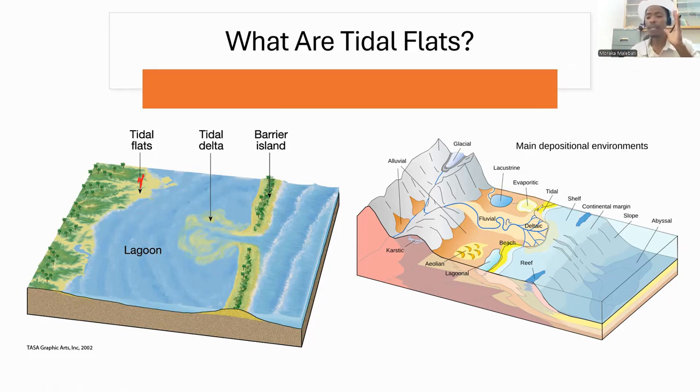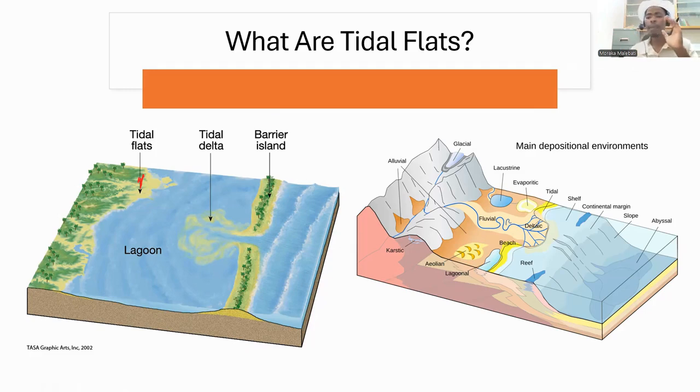These tidal flats are usually common in coastal areas with gentle shorelines. We also expect them in estuaries, that is to say river mouths, where fresh and salt water mix, and also in lagoons and bays, which are protected from strong waves.